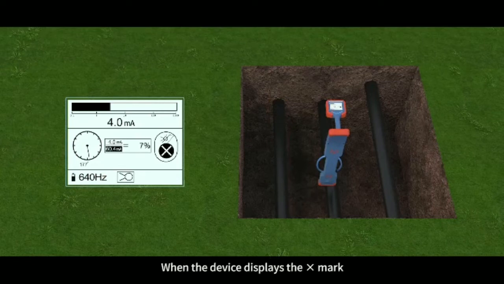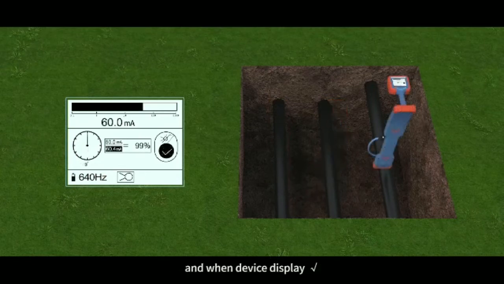When the device displays the cross mark, it means it is a non-target cable, and when the device displays a check, this means it is the target cable.